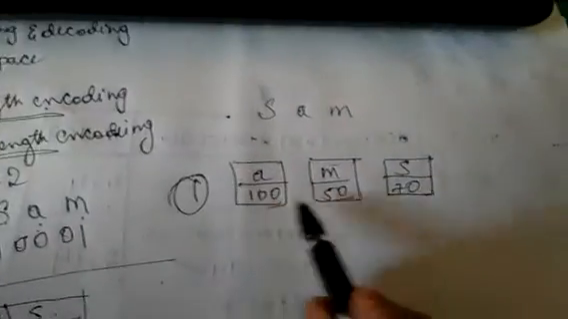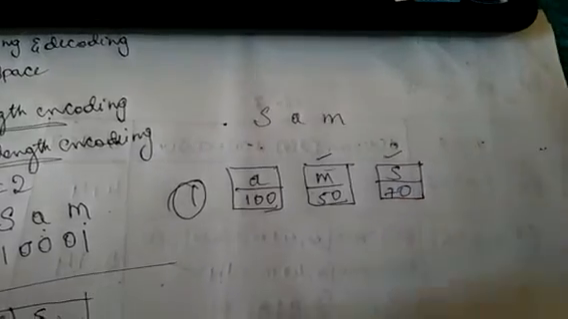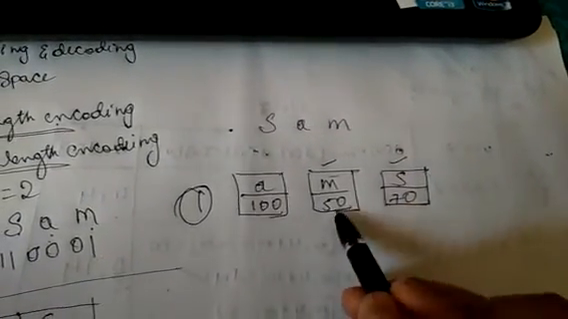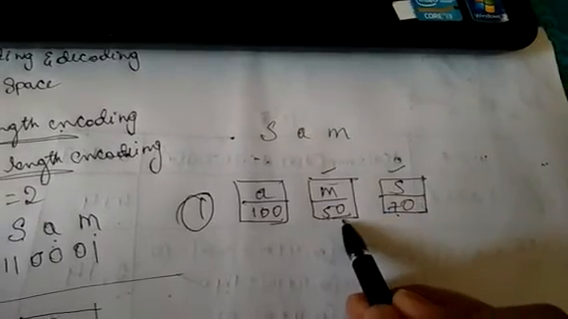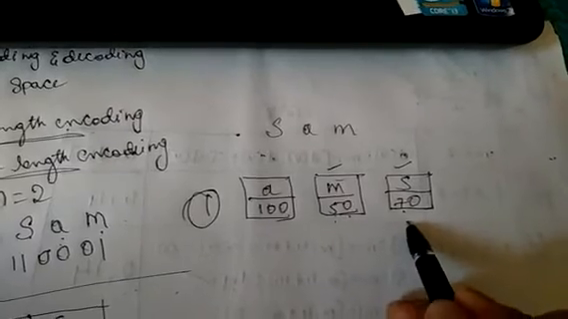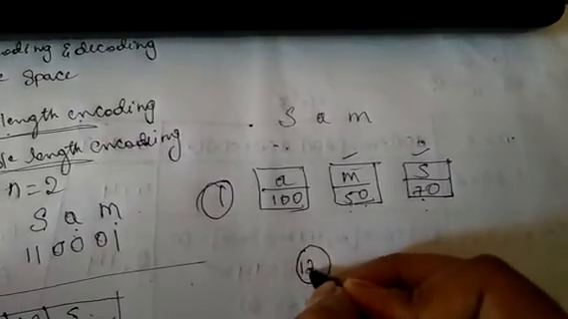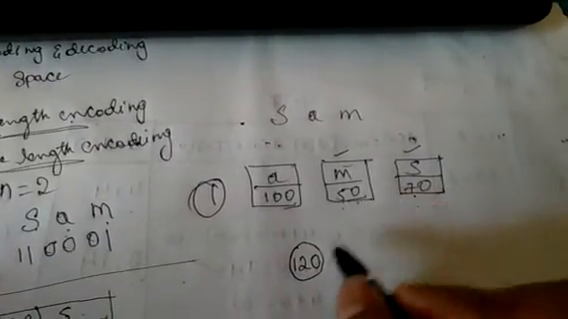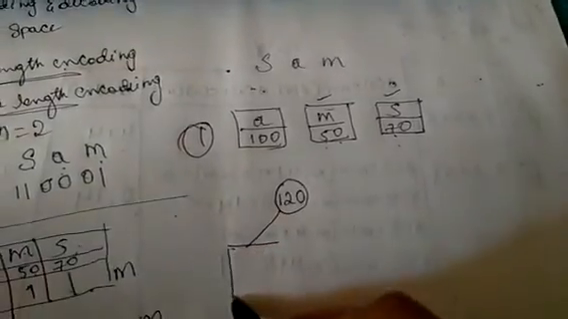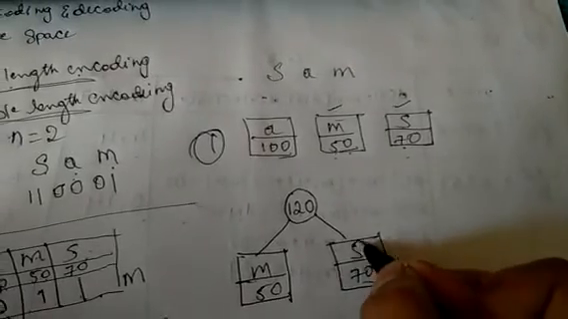Here I have 3 nodes, and two nodes have the smallest frequency. You have to make the total of these the root node, and then make one as the left child and the other as the right child. What is the total? It is 120, 70 plus 50. To the left I'll write M with frequency 50. To the right I'll write S with frequency 70.